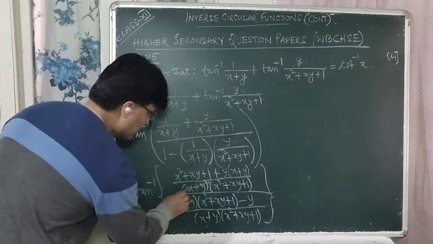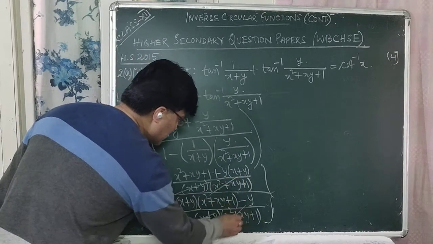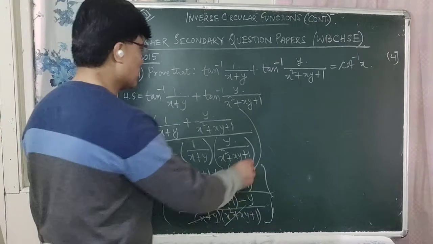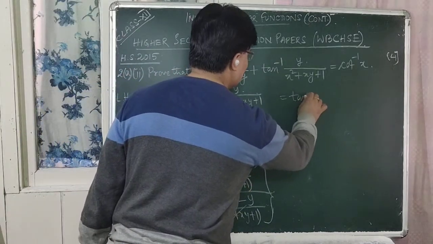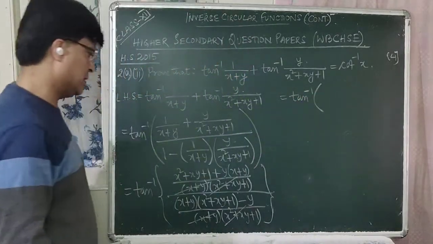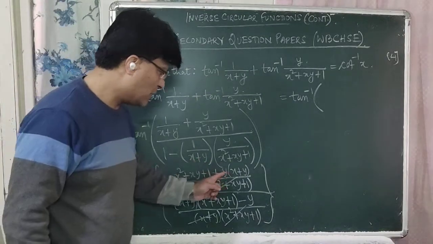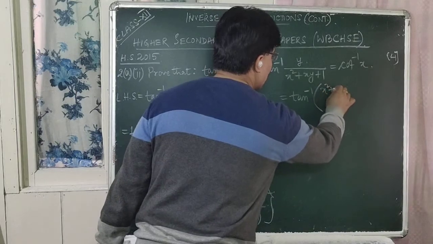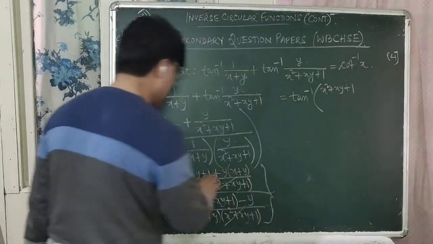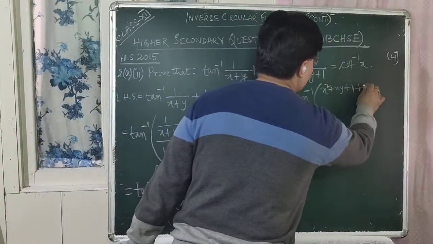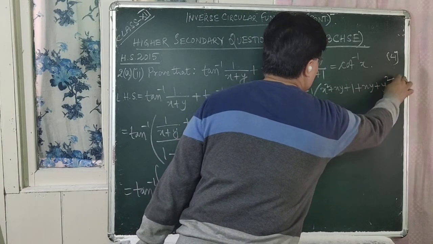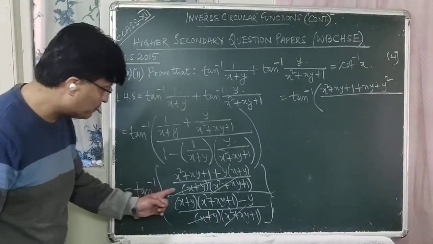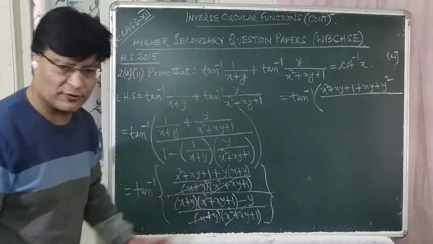So you can cancel here x plus y. You can cancel these LCM. Is that right? So which is equal to tan inverse. Within bracket, let us multiply here. The first three terms are x square plus xy plus 1, then plus xy plus y square, whole divided by, in the denominator also you have to multiply these two factors first.